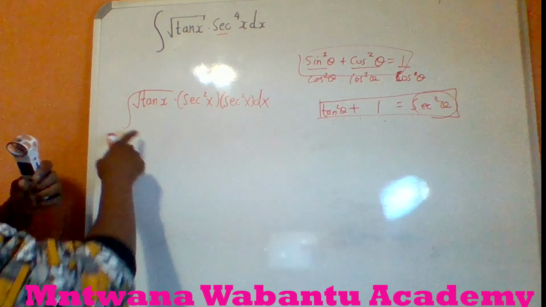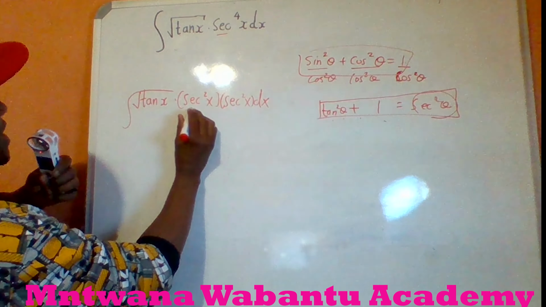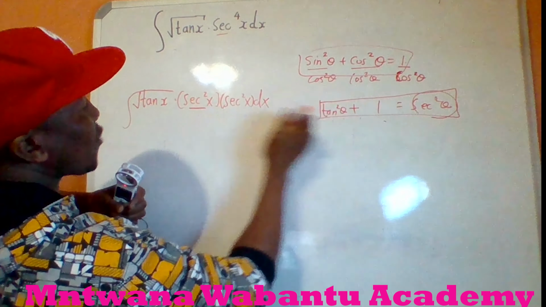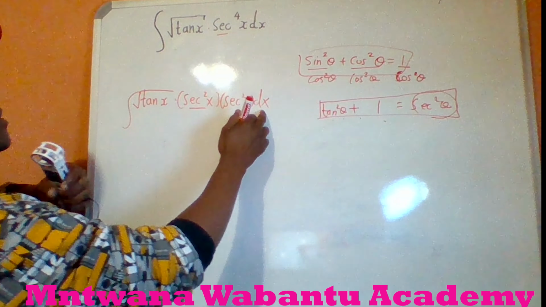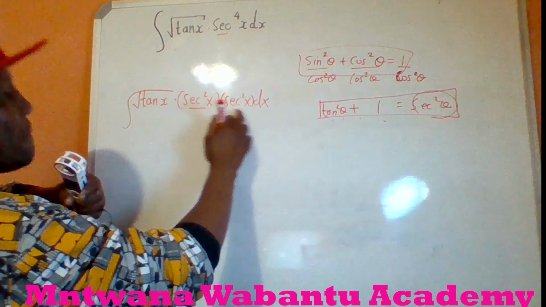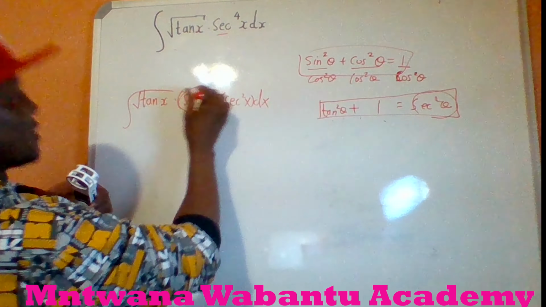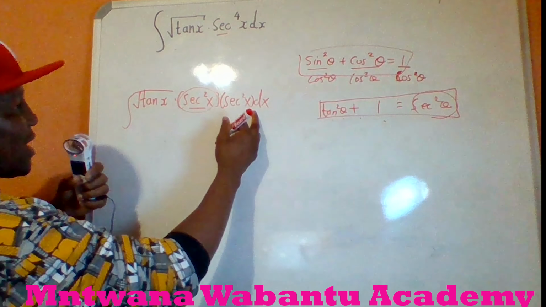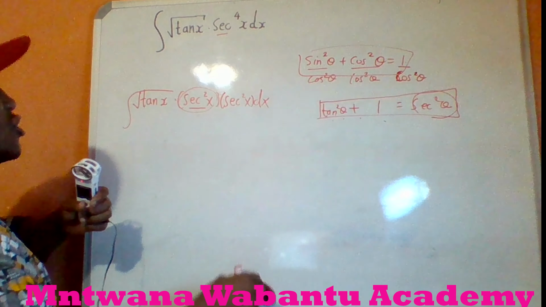Now, what is sec squared? Sec squared equals tan squared plus 1. But don't change them both. You see? Don't change them both, just only one. Or, excuse me, let me show the easy way.